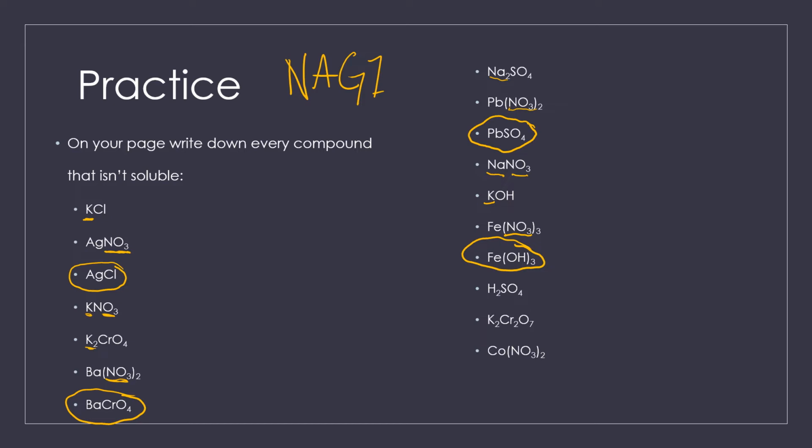Hydrogen sulfate has got a group 1. Potassium dichromate has got a group 1. And then our last one here has a nitrate, so those 3 are all going to be soluble. So our only 4 insoluble compounds on here were silver chloride, barium chromate, lead sulfate, and iron hydroxide, iron 3 hydroxide. Okay, I hope that makes a little bit more sense on how you use your solubility rules to determine if something will stay dissolved in solution or if it will come out as a solid.